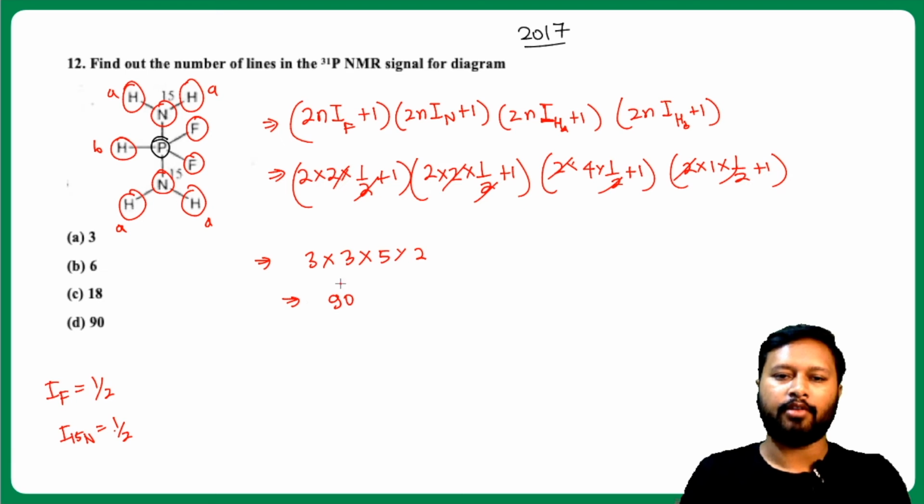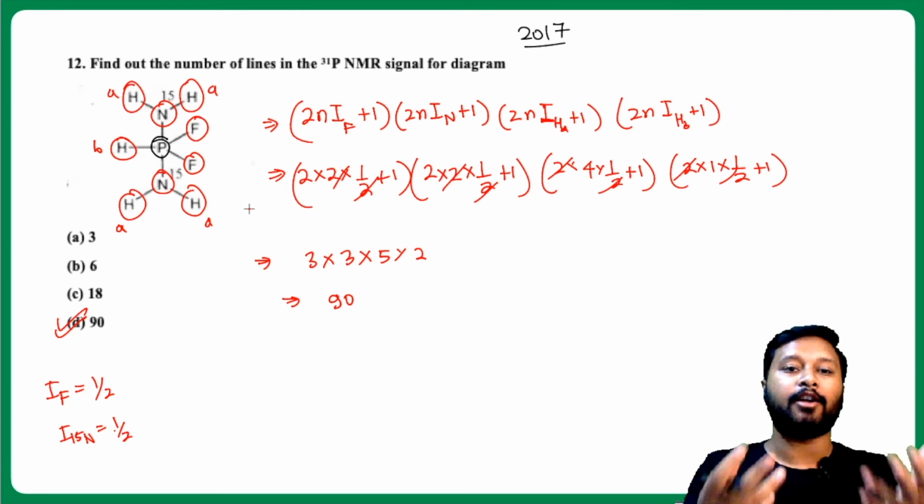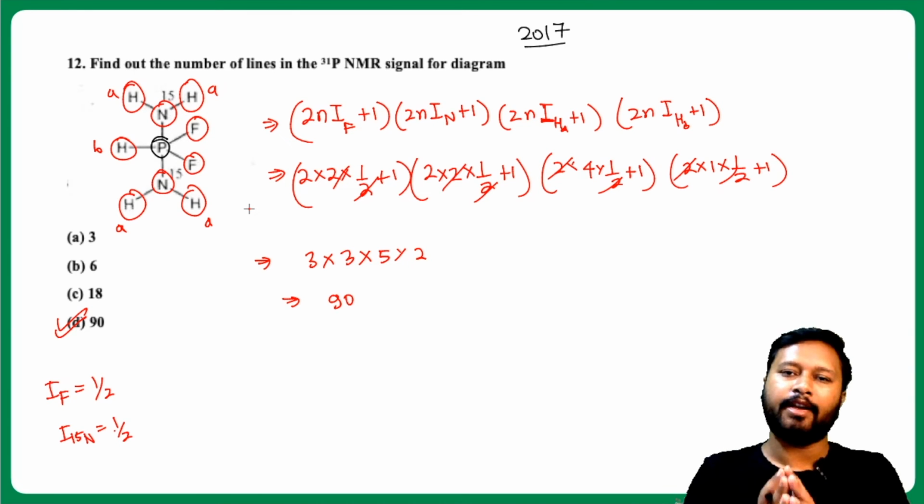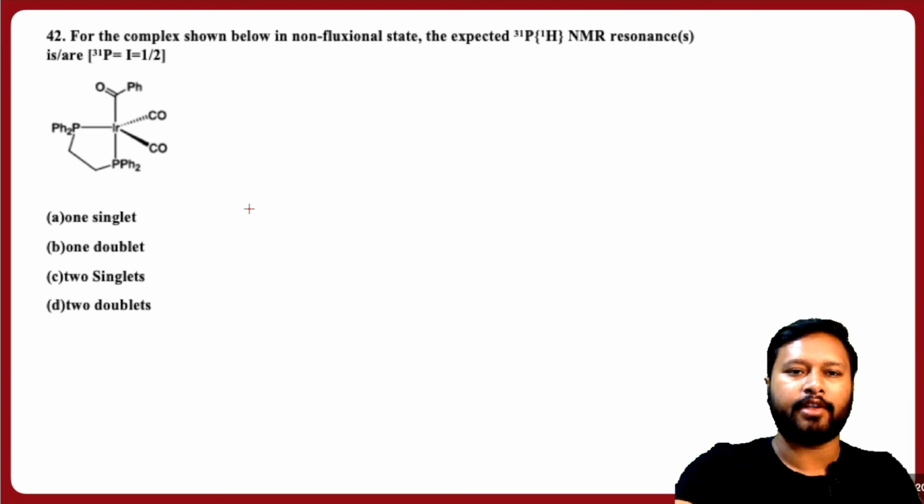So this is going to give you 90. So 90 signals you are going to get for this particular molecule. This is how we do it, and this is basically in the combined way. First thing is to find out how many different species are there, and second thing is to see the splitting caused by them. In combined, they will be asked for 2 marks or sometimes for 4 marks in the CSIR NET exam. Let's do quickly one more question to understand.